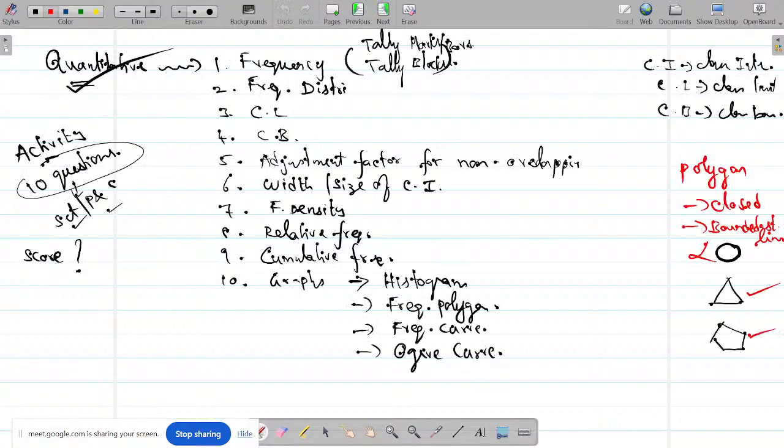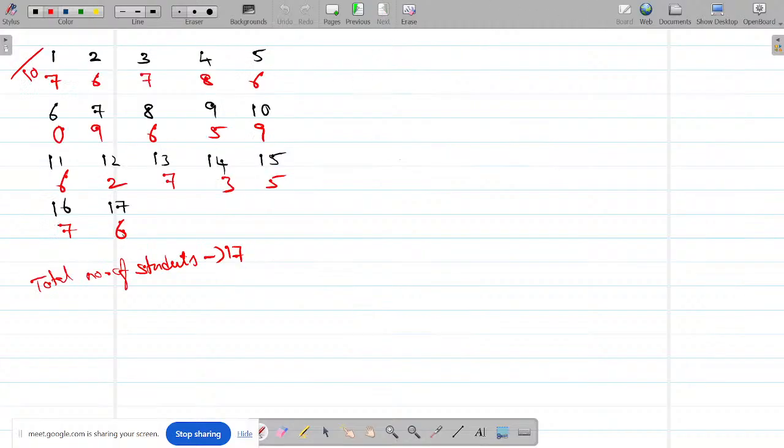See, I'm not going to go in this order. I'm just referring to this one. First we are going to discuss frequency. Before that, by the definition of statistics, what do I have to do? What's the definition of statistics? Collection of data.